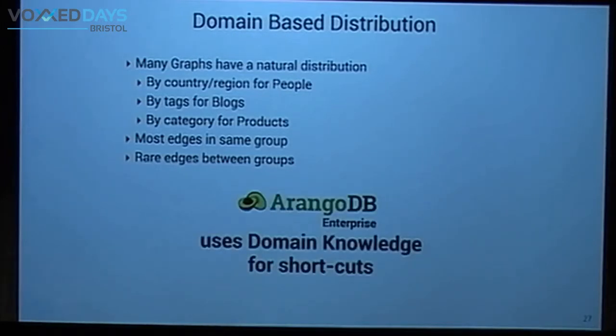And the enterprise version of ArangoDB uses this domain knowledge to shard the graph correctly and for shortcuts in the traversing queries, which allows us to actually get very close to local computation time, even for sharded graphs.